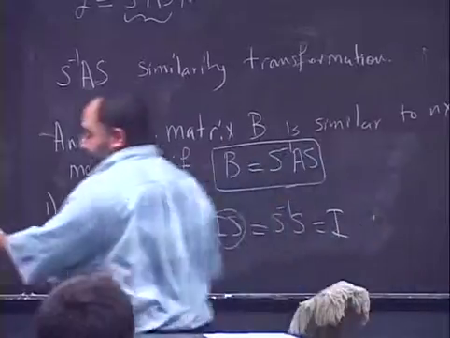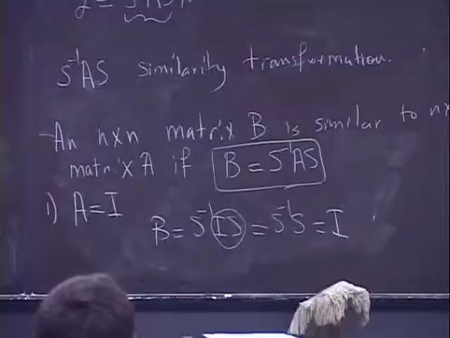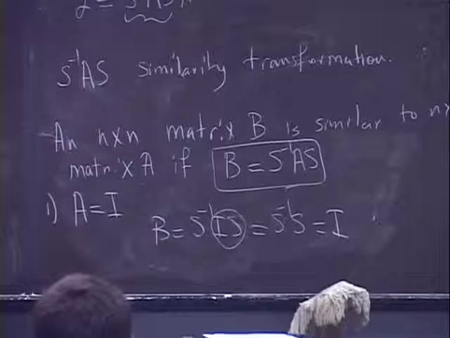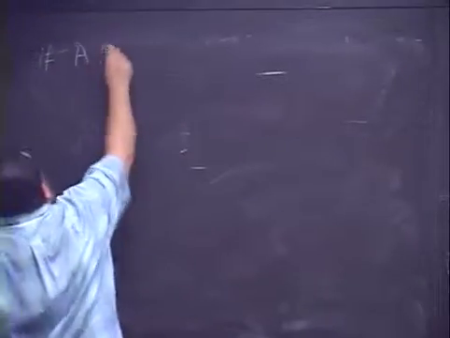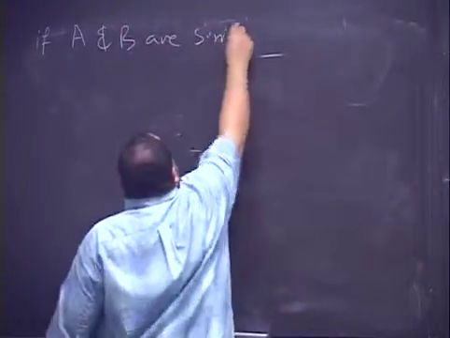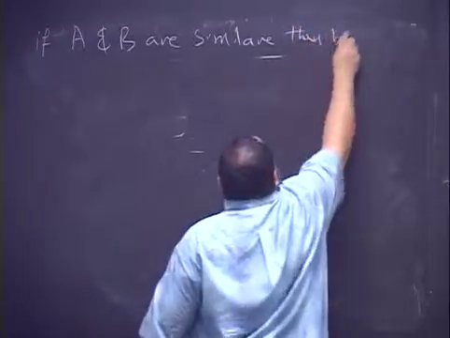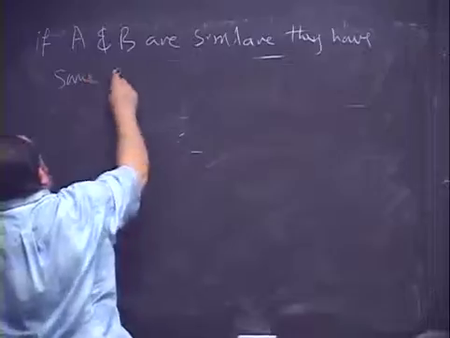Now, the third one is, if you have A and B and they are similar, the eigenvalues will be the same. So if A and B are similar, they have the same eigenvalues.